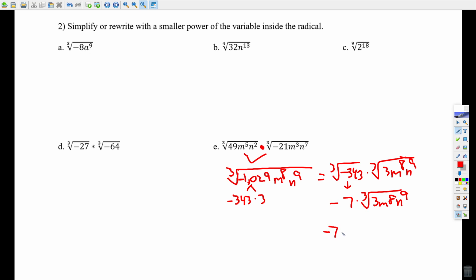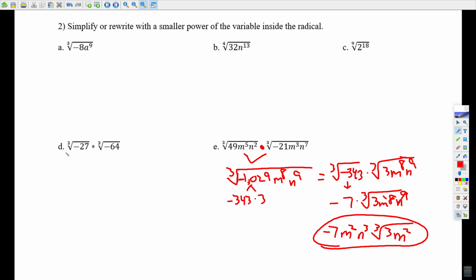So we have negative 7. How many m's come out? 3 goes into 8 2 times. And there'll still be 2 left over. 3 goes into 9 3 times. And no n's. So that's gone. There's going to be 2 left of these, though. So we have the cube root of 3m squared. There you go. Those ones are just a little bit harder to do.